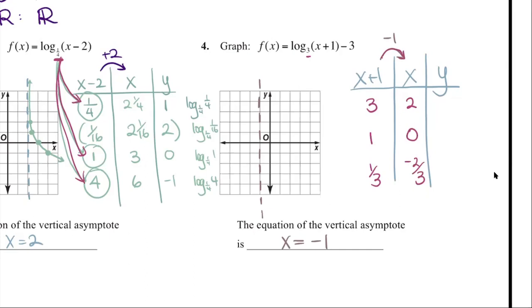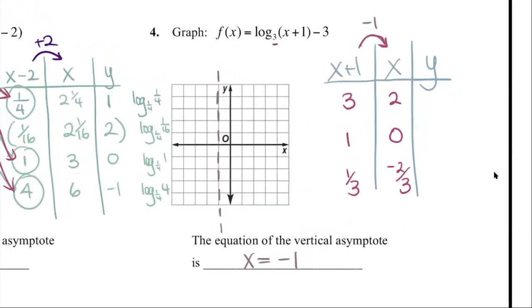Now let's go ahead and figure out what the y is. So I have log base 3 of 3. We're running a little low on time, so I'm going to speed through this a little bit more. If I plug in the 2, I get log base 3 of 3, which is 1, minus 3, which gets me negative 2. And when log base 3 of 1, I get 0 minus 3, which is negative 3. And when I plug in 1/3, I get negative 1 minus 3, and I get negative 4.